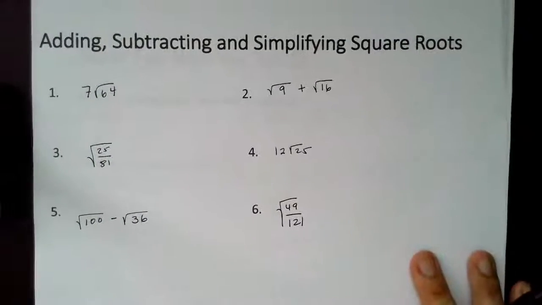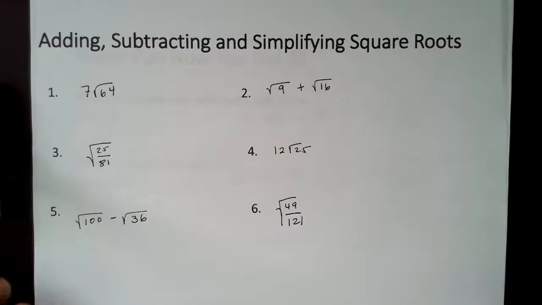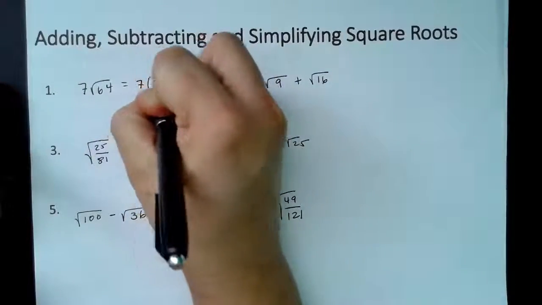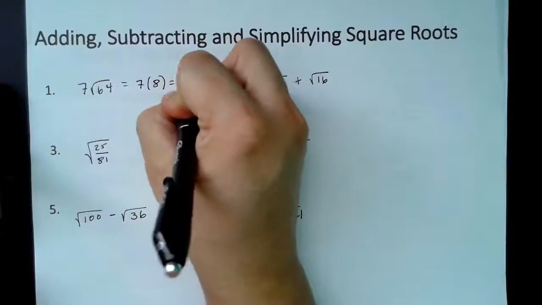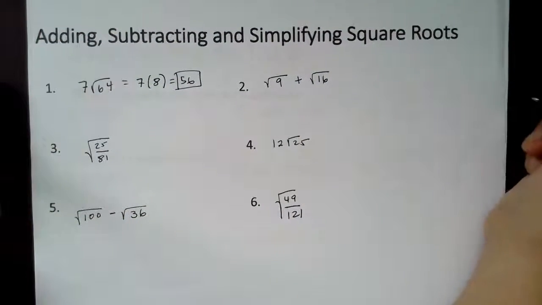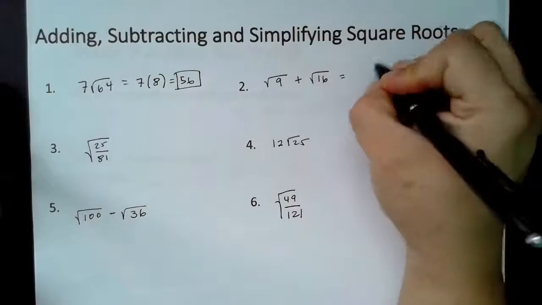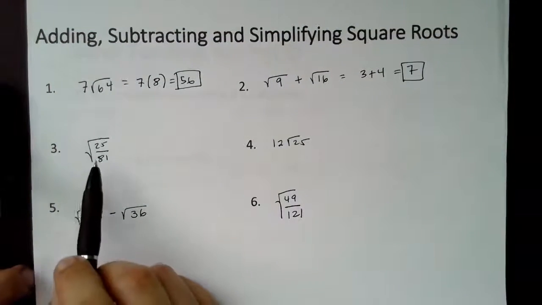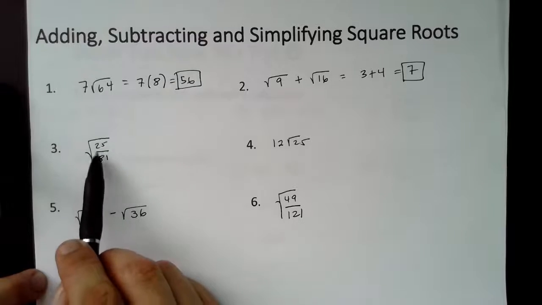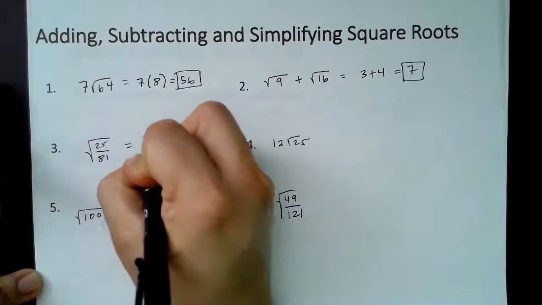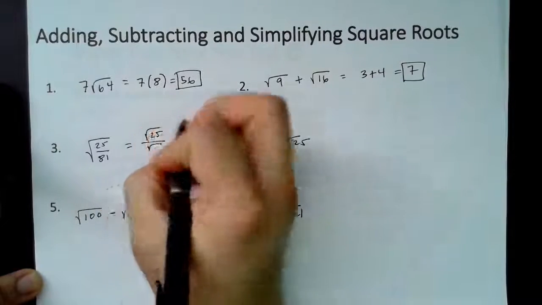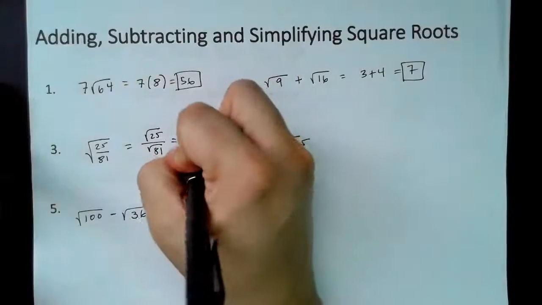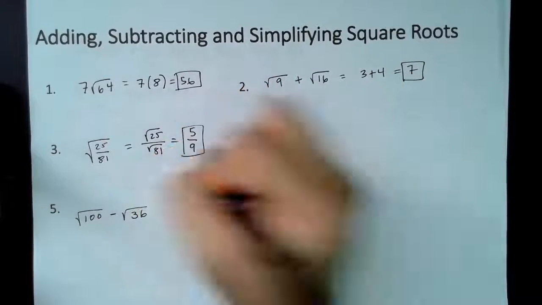Now let's go ahead and use some. Here we have 7 times the square root of 64. The square root of 64 is a perfect square, so that's 8, and then that would be 56. Then here you have the square root of 9 plus the square root of 16. That would just be 3 plus 4, which is 7. Another property of square roots: you can take the square root of the top and the bottom when taking the square root of a fraction. So square root of 25 is 5, square root of 81 is 9, and there you go.